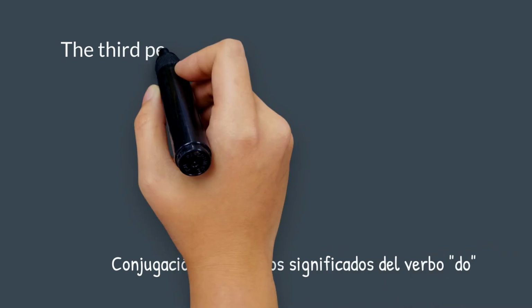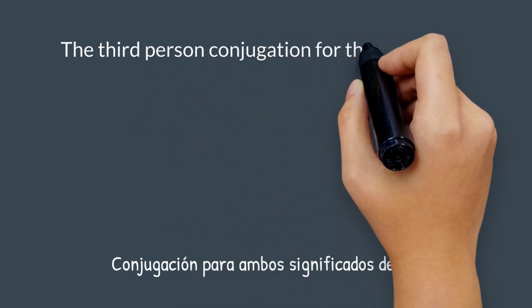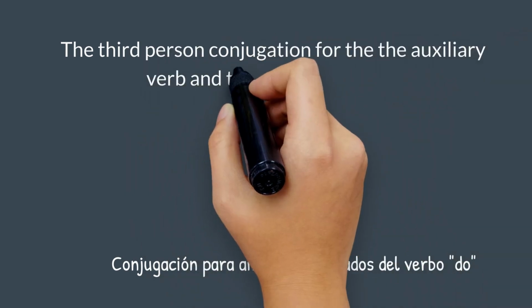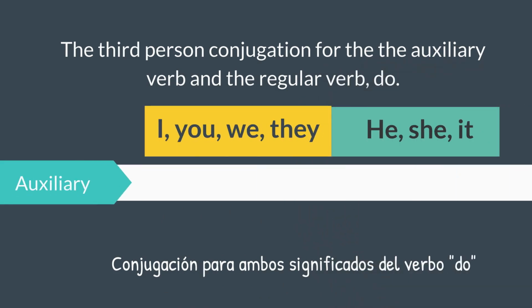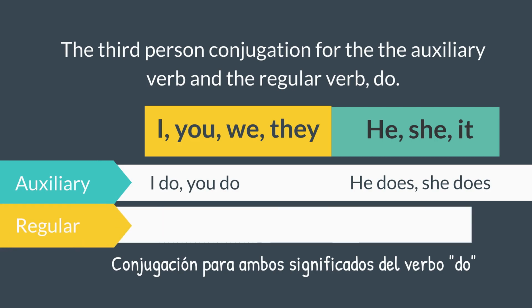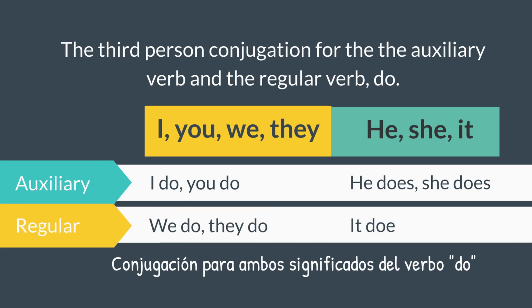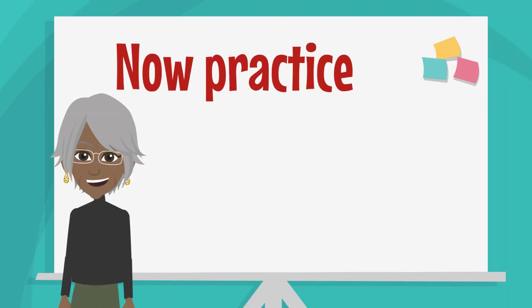The third person conjugation for the auxiliary verb and the regular verb do. See the examples. I do. You do. He does. She does. We do. They do. It does. Now, practice.